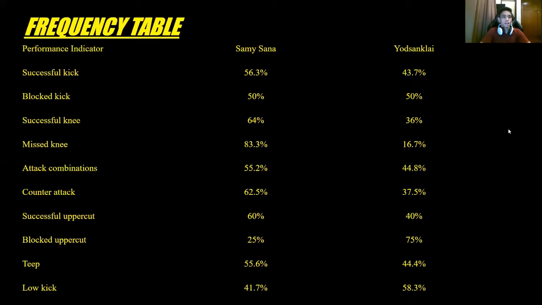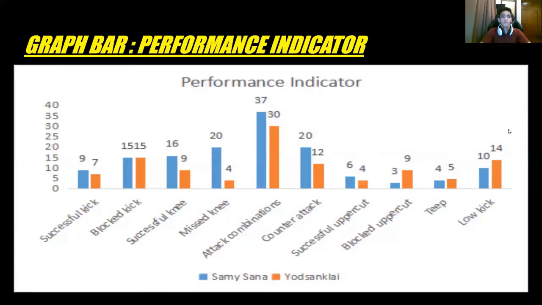So, as you can see, this is the bar graph of the performance indicators over the total 3 rounds. The highest performance indicator in these 3 rounds between Semi Sana and Yod Sang Klai is attack combination. The combo is the main and highest number among all of the indicators, with 37 and 30 by Semi Sana and Yod Sang Klai.